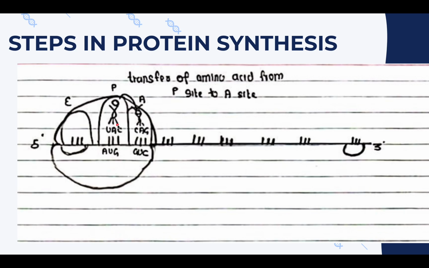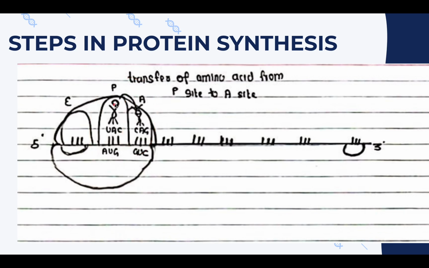Now the second tRNA will come. Another tRNA will come with a complementary sequence to GUC. It will carry another amino acid on its amino acid arm, and it will enter into the A site, because the A site is where we enter. So now we have the first tRNA at the P site and the second tRNA at the A site.